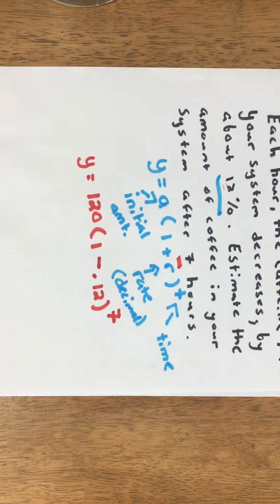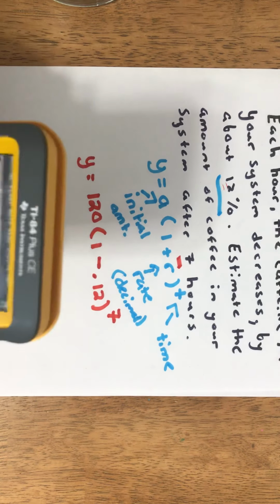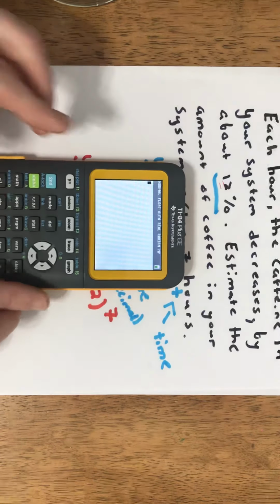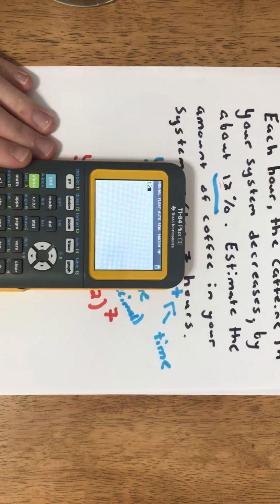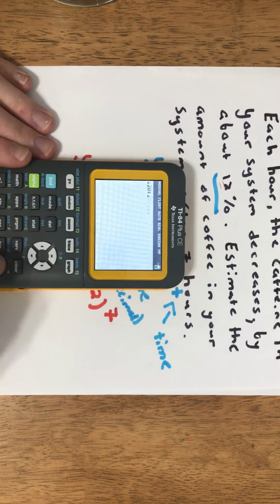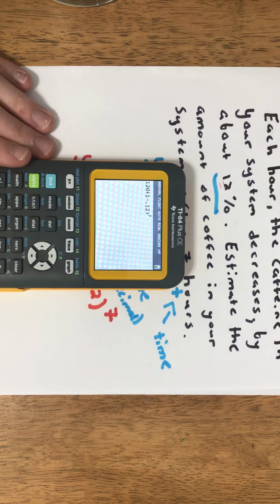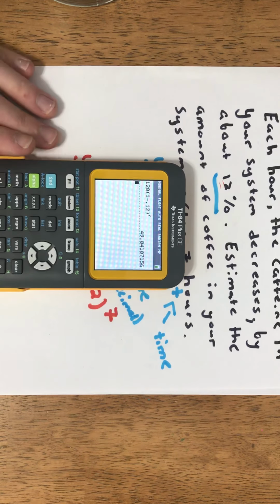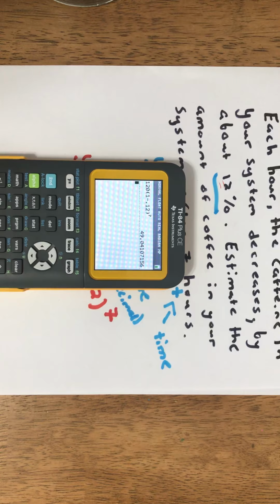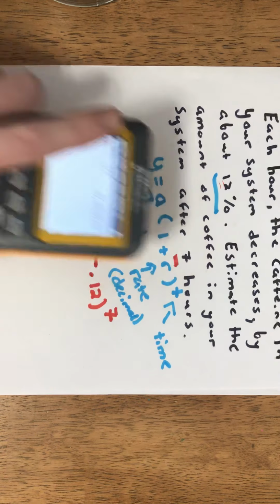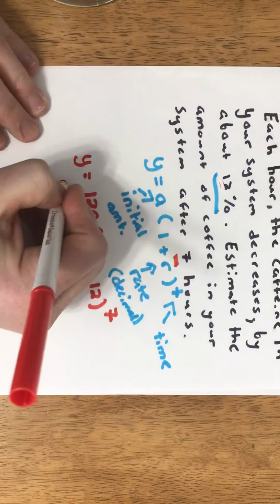Now, luckily, you don't have to do that math in your head. You take your calculator, which I have right here, and we're just going to type in 120 times (1 minus 0.12) to the 7th power. And that's going to give me my answer. In this case, we're getting about 49 milligrams that's going to be left.